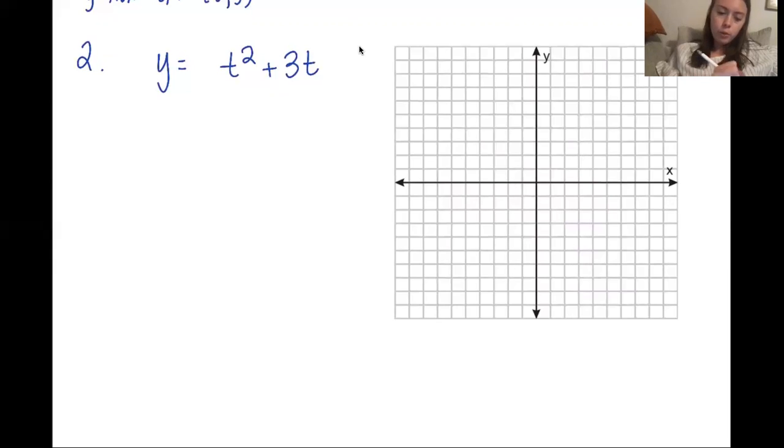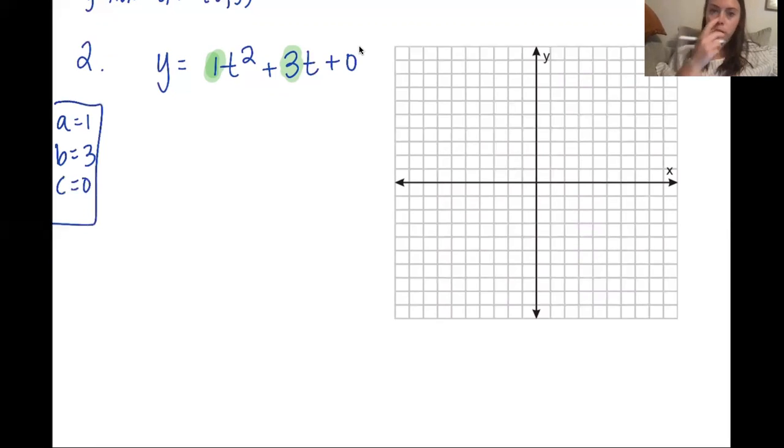So right now we know that a equals 1 because that's what's in front of t squared. There's nothing there, which just means it's a 1. And then b equals 3 because that's what's in front of the t, and then there's nothing over here. And when there's nothing there, that just means it's basically plus 0. So our c value equals 0. So if you ever see something like this where there's only 2 terms and we already have the t squared and we already have just the regular t, that means our c value is just 0. So we'll proceed like normal.